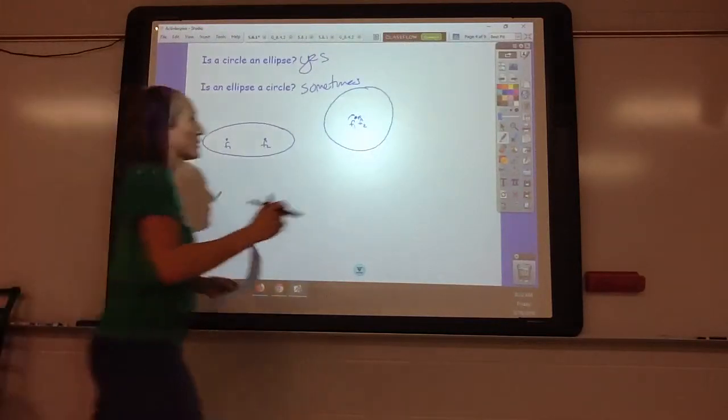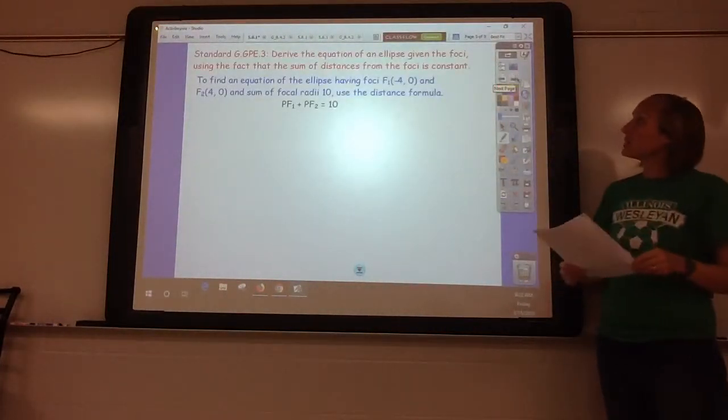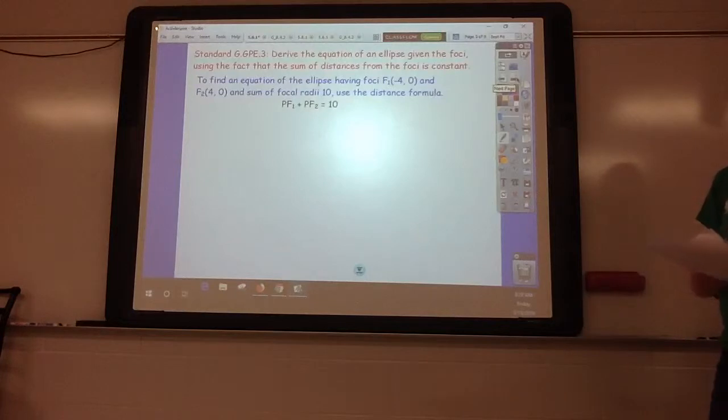Okay. So let's see what we can do here. Standard: derive the equation of an ellipse given the foci. So you're going to be given the foci. The other thing I'll tell you is that in this one and the hyperbolas, we're not going to do it with all variables like we did with the parabolas, where we had the y minus k and the p and that kind of stuff. We're not going to go into that. You're going to be given the foci.